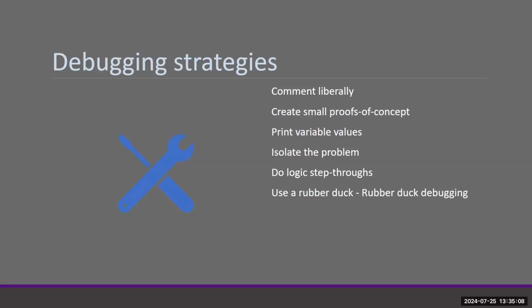And you can also include little print statements throughout your code. So, I don't know, every couple of lines, print out the current value and see, is this what I expect it to be? And that's going to let you isolate that sort of problem, narrow down where exactly it's happening, and fix it. You can also do logical step-throughs.